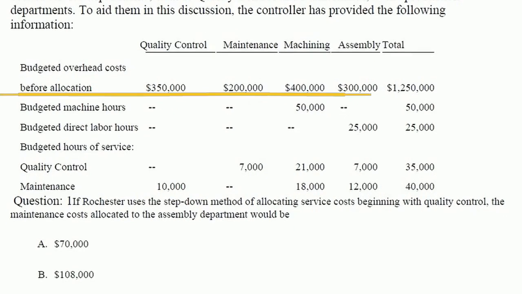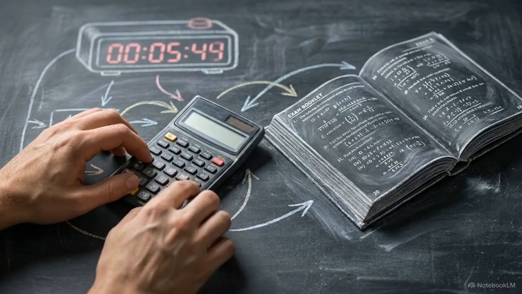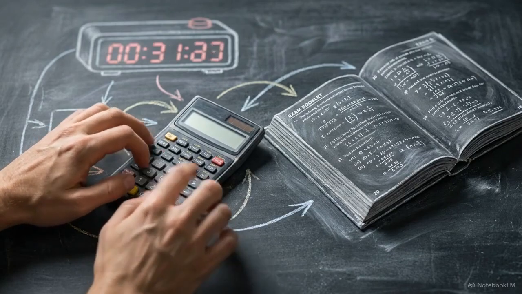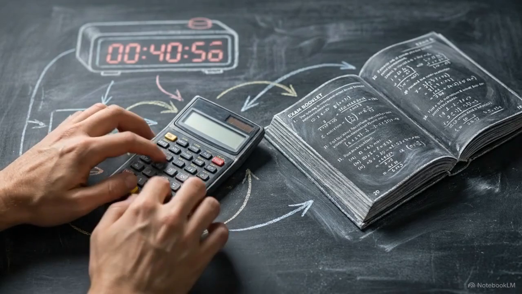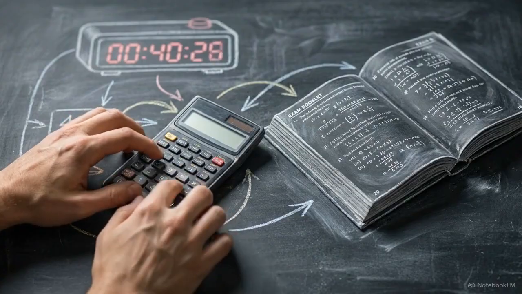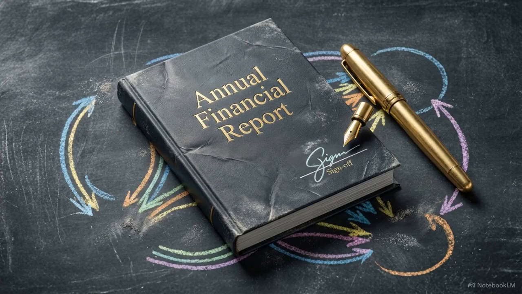You are provided with the pre-allocation overhead, the budgeted usage across multiple departments, and a strict prompt demanding a specific allocation sequence. Professional examinations require the mechanical fluency to execute these distinct algebraic rules rapidly and accurately under timed pressure. Mastering these allocation methods allows you to mathematically defend your overhead distribution, ensuring the strict accuracy of the firm's cost of goods sold and the integrity of its external financial reporting.